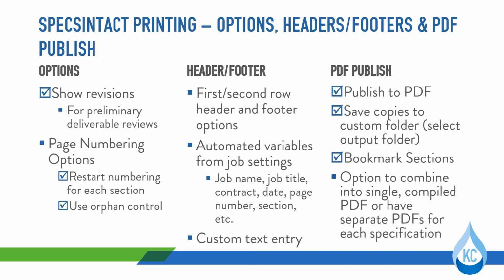The Header/Footer tab allows you to customize what prints at the top and bottom of each page. Many of the job properties set up in the beginning are automated options for header and footer text. Page numbers, date, and customized text are also options. The final PDF Publish tab allows you to choose where your PDFs will save, and it allows you to print individual sections or a single compiled PDF. Both options will create bookmarks for the sections, parts, and subparts within your specifications.